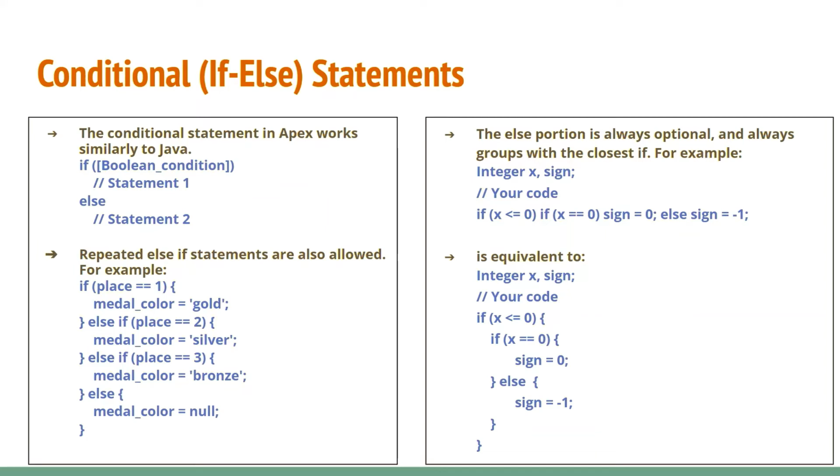The conditional statement in Apex works similarly to Java. If the Boolean expression is true, do statement 1, else statement 2. Repeated else if statements are also allowed.